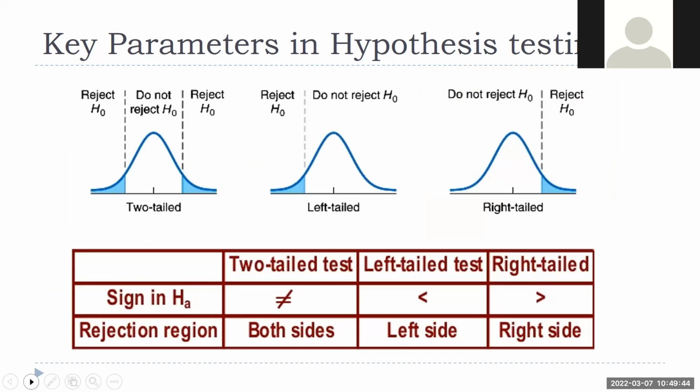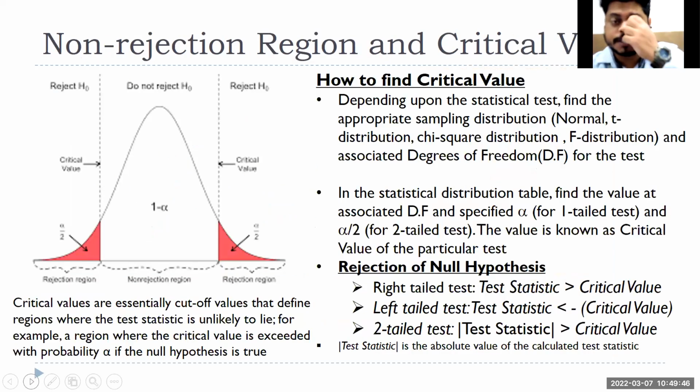So this part I guess we have discussed. So what I want to show is, what is a critical value, right? To find a critical value, there are two things you have to find out.